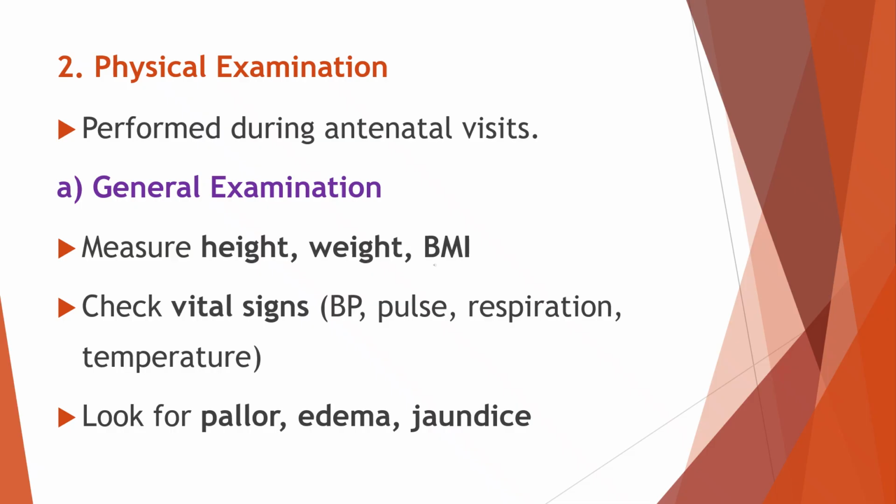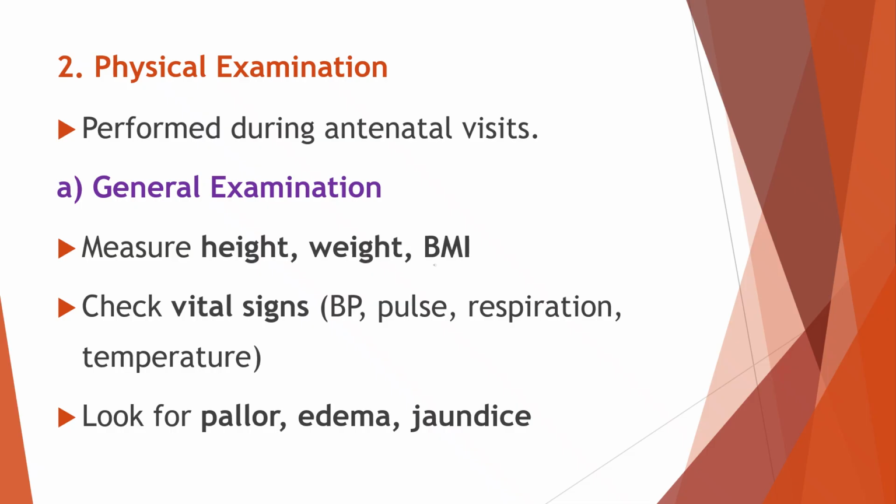Look for signs such as pallor, edema, or jaundice. Pallor means paleness of the skin, which may indicate anemia. Edema means swelling, especially in the legs, which could be due to high blood pressure or kidney problems. Jaundice, or yellowing of the eyes and skin, can be a sign of liver disease.